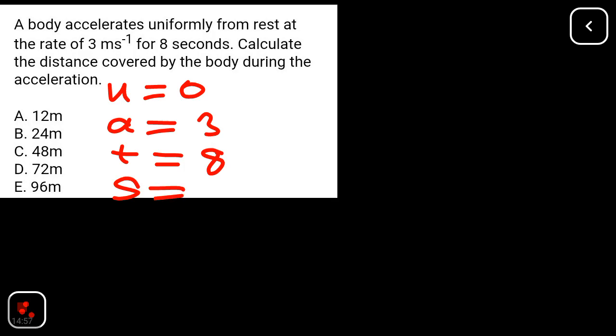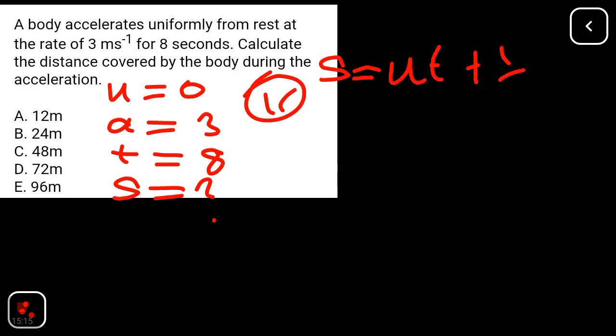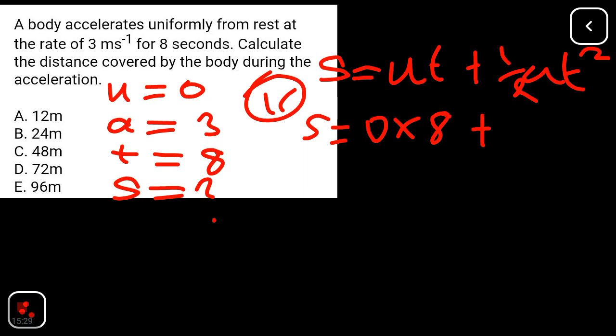That's what you are to calculate: the distance covered. And what's now not given? v is not given. So which equation can you use when v is not given? Well, actually, it's just the long one there. s is equals to ut plus half at squared, right? So you have s is equals to u, which is 0, multiplied by t, which is 8, plus half multiplied by a, which is 3, then t, which is 8, squared.